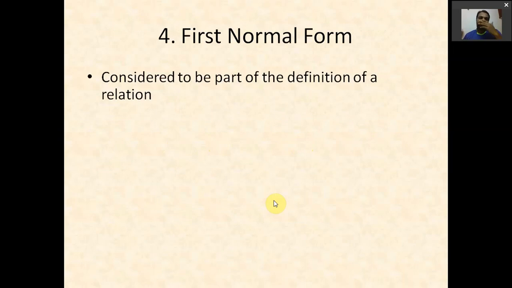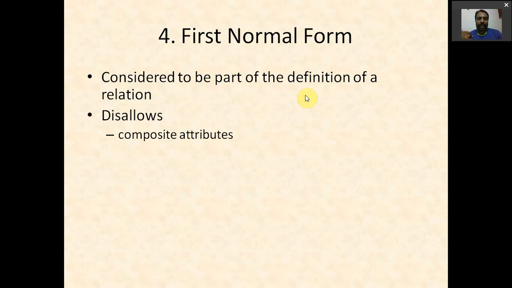So first normal form. First normal form is considered to be part of the definition of a relation itself. We'll see why it is considered a part of the relation itself. First normal form says that all the relations should disallow composite attributes. So there should not be any composite attributes in a table. We have already seen what is a composite attribute. Name is an example of a composite attribute because it consists of three components: first name, middle name, and last name. Such composite attributes should be disallowed, or avoided, in tables.